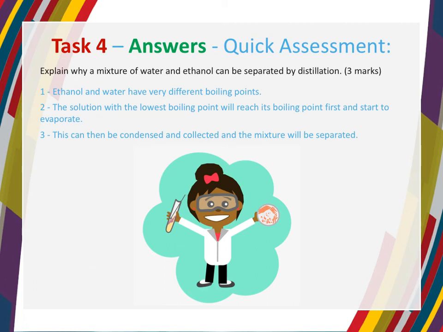The solution with the lowest boiling point will reach its boiling point first, because remember, everything's starting from room temperature and being heated up, and that's going to start to evaporate. This can then be condensed and collected, and the mixture will be separated. Now, once all of the thing with the lower boiling point, in this case ethanol, has been evaporated, only then will the liquid remaining in the flask continue to heat up.